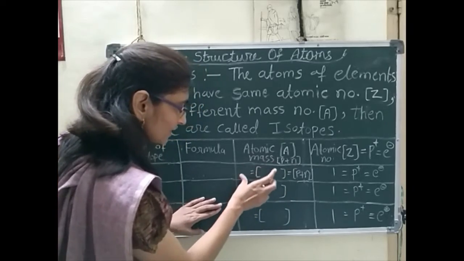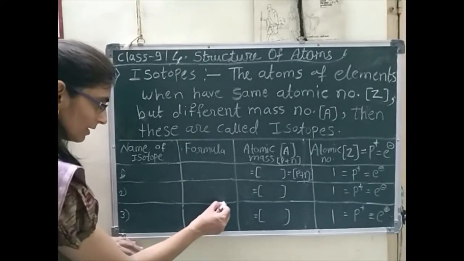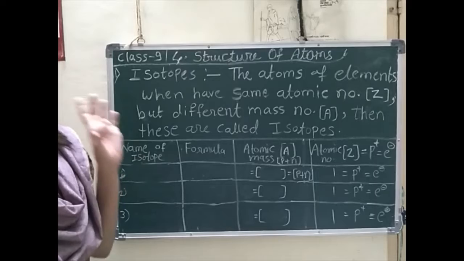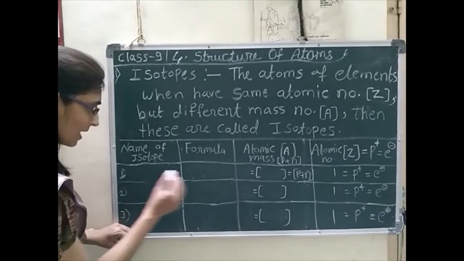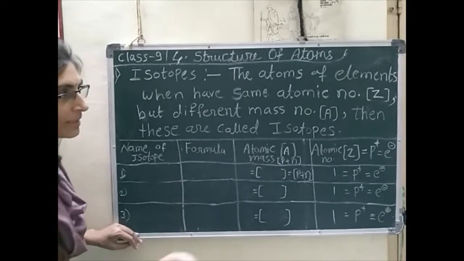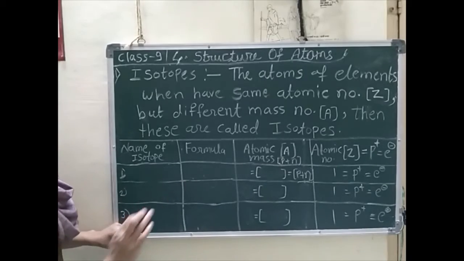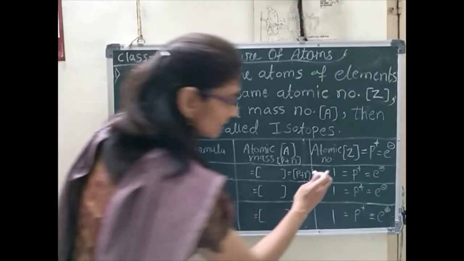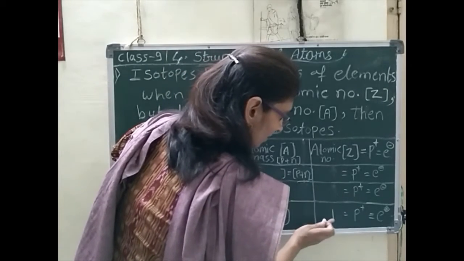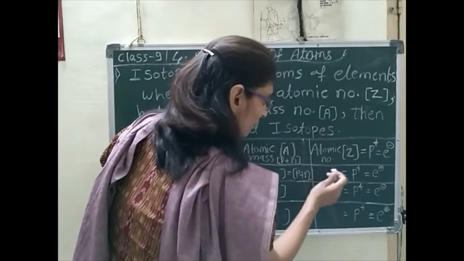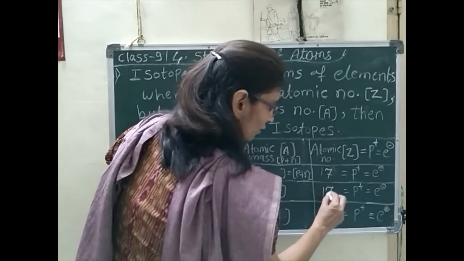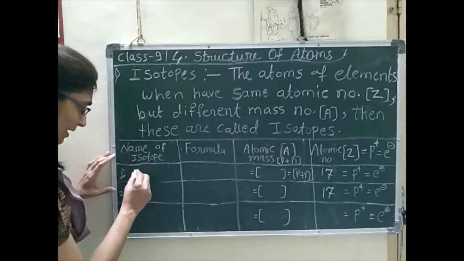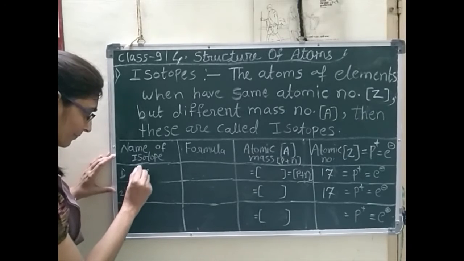So next example we will see isotopes of chlorine. It is very well known. What is the atomic number of chlorine? 17. In both cases, the atomic number of chlorine is 17. The atomic number is the same.